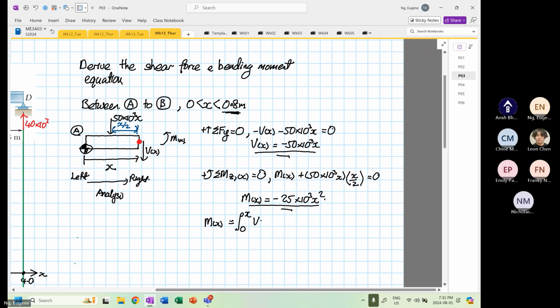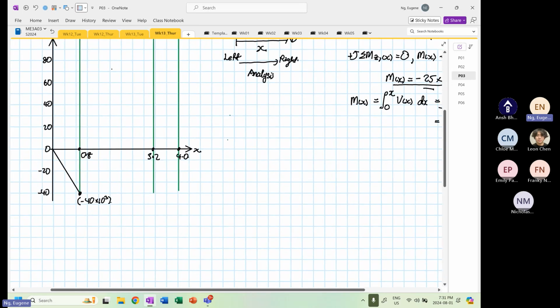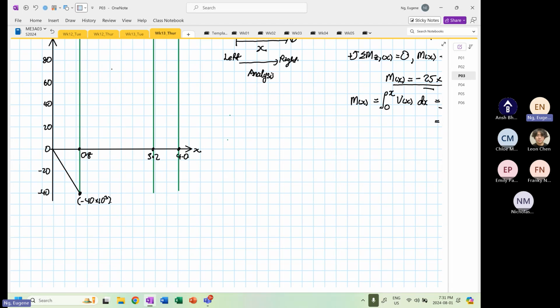So when you integrate, you have minus 50 times 10 to the power 3 dx. So this will also be equal to minus 25 times 10 to the power 3 x squared. It's the same. I think some of you have seen this before mathematically. So what this means is, I'm now going to sketch my bending moment diagram.